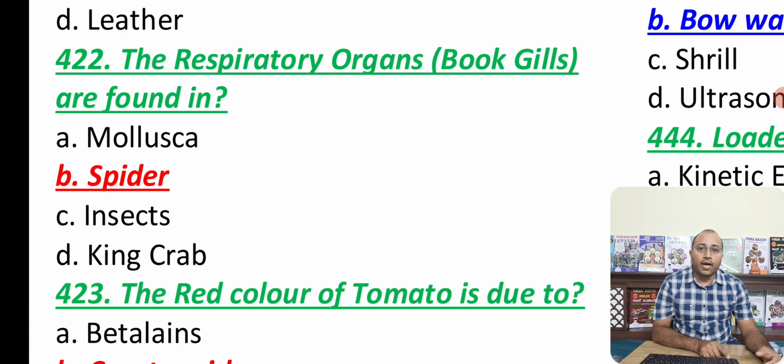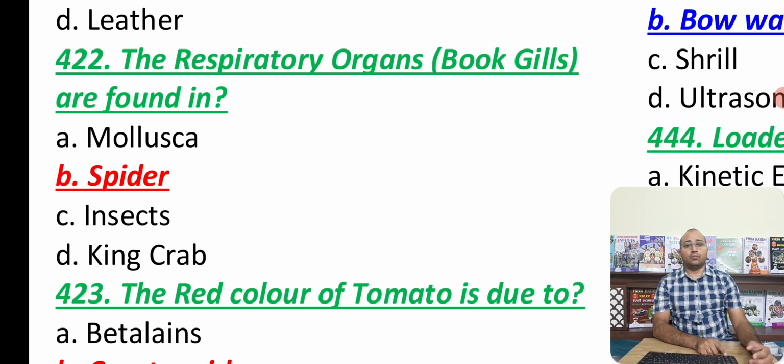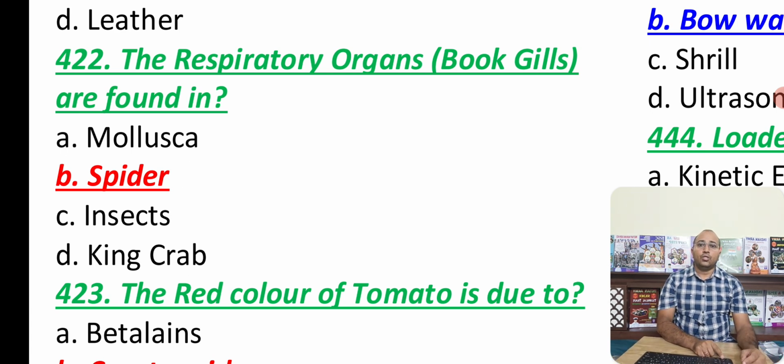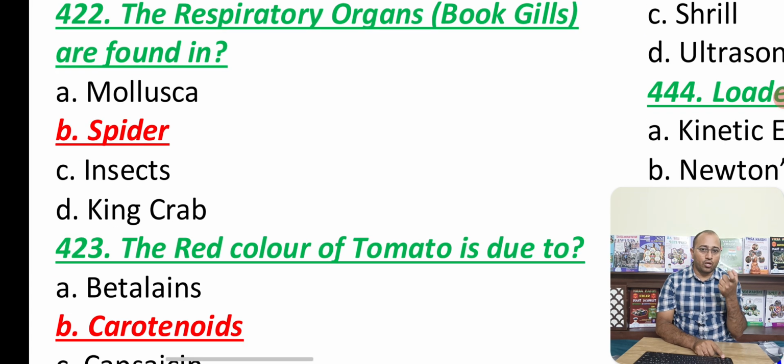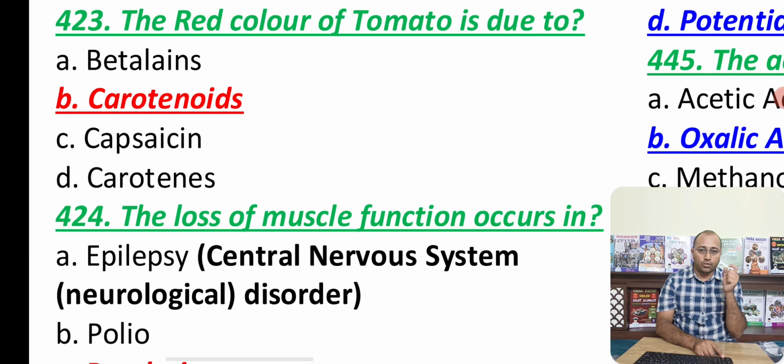Now we have respiratory organs, that is book gills. These kind of organs you will find in spiders, guys. We have book lungs, and in birds we have lungs like this. We have trachea in insects. So in mollusca, what are the respiratory organs? You can tell me. In king crab, what exactly is the name of the respiratory organ? I want you guys to comment.